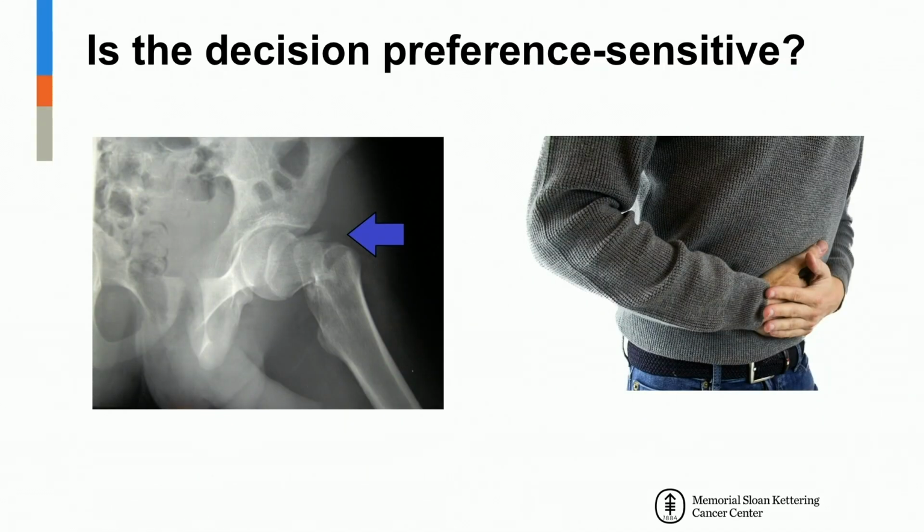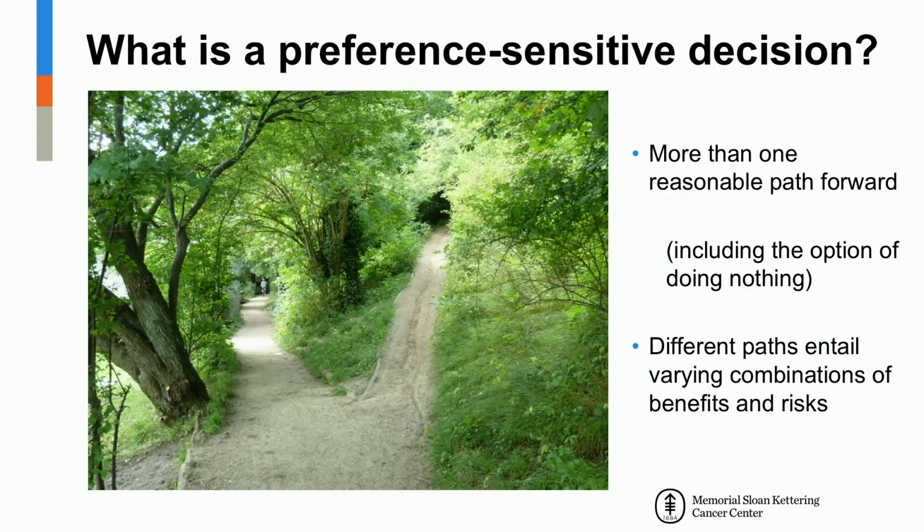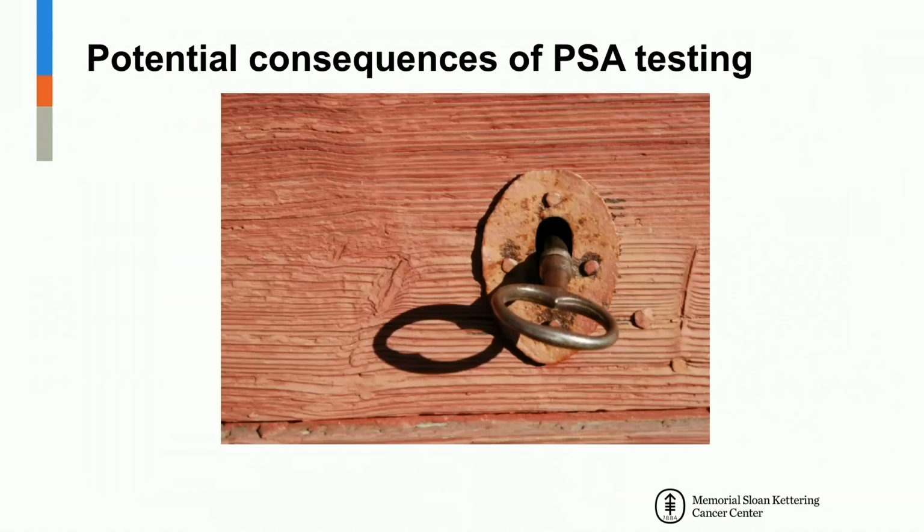And the first question we have to ask ourselves is, is the decision preference sensitive at all? Well, if the hip is broken, we need to fix it. Or if we have an appendicitis, we take it out, right? But a preference sensitive decision is when there is more than one reasonable way or path forward, including the option of doing nothing. And these different paths entail various combinations of benefits and risks.